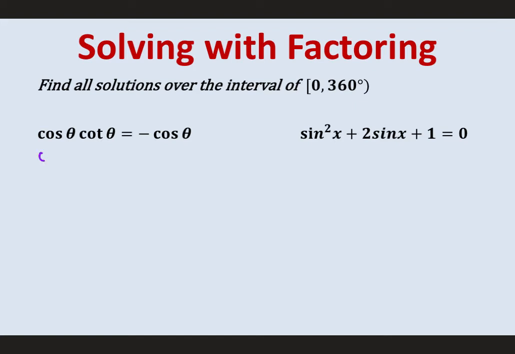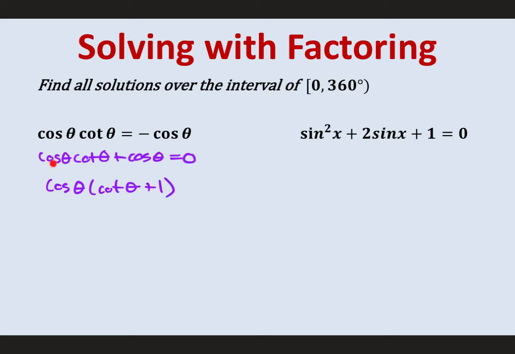So we're going to add that cosine over. So cosine theta cotangent theta plus cosine theta equals 0. All right, now what we see, since we have everything on the same side, is they both have a cosine, so we can factor that out. So we get cosine theta times parentheses, cotangent theta plus 1.